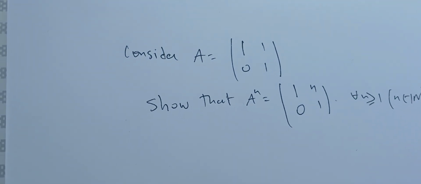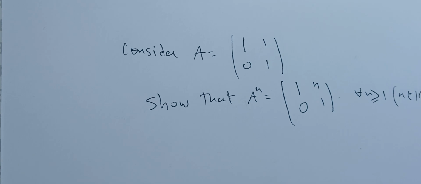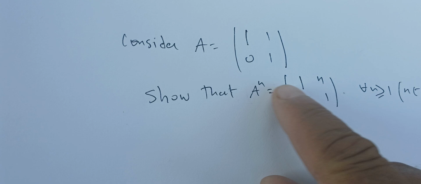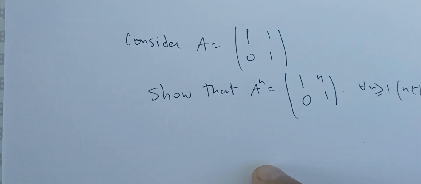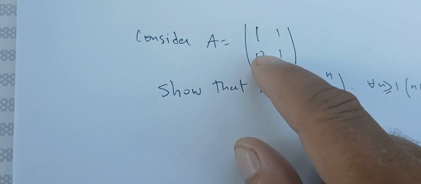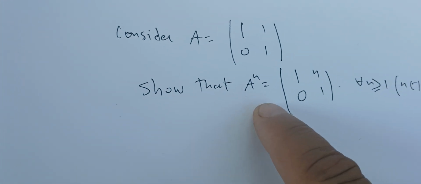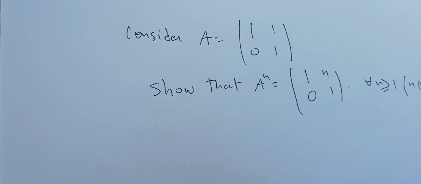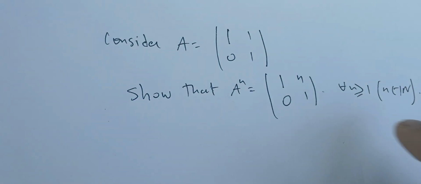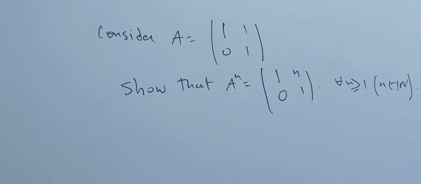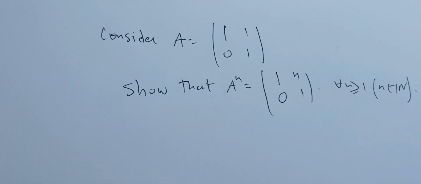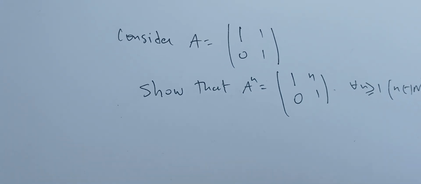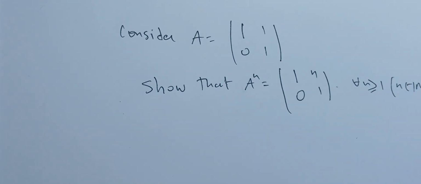In this video, we're going to use the principle of mathematical induction to prove the following result. We have A, the matrix defined by 1, 1, 0, 1. We want to prove that A to the power n is 1, n, 0, 1, where n is a natural number. The key idea here is that we want to follow the conditions to get this result.